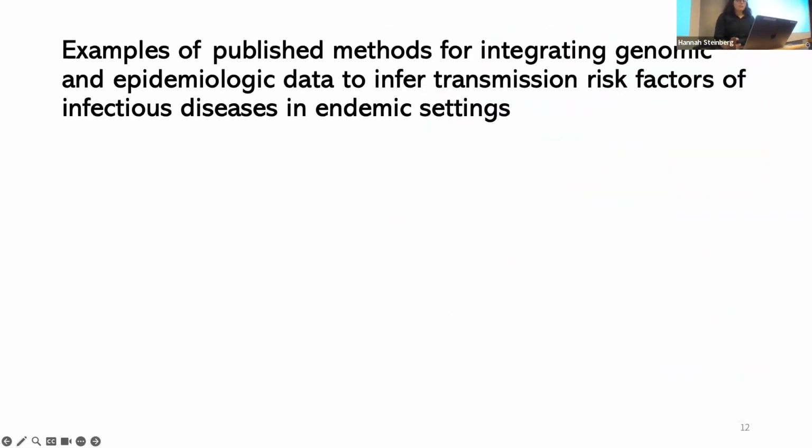So now I'll go over a few examples of published methods that integrate genomic and epi data to infer transmission risk factors in these sorts of endemic settings. I'll go over 3 examples, go through some of the limitations, and then I'll go through the 4th method, which I'll go into in more depth.